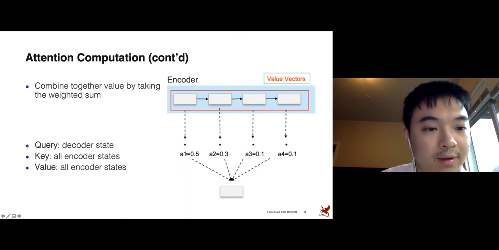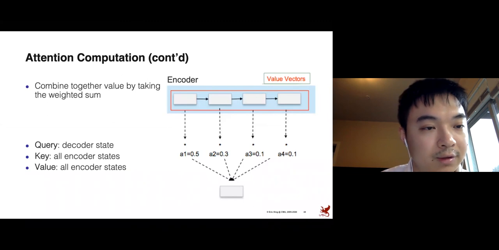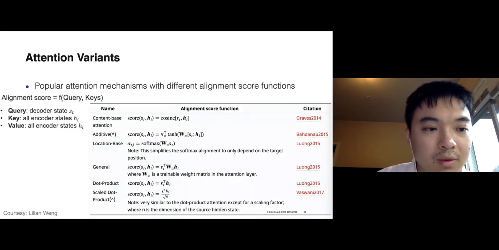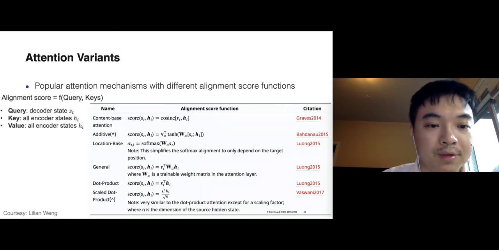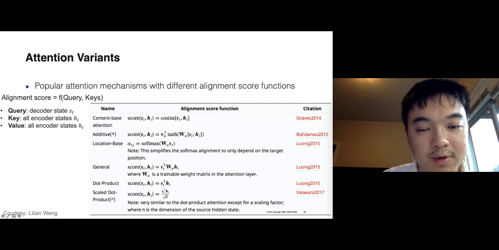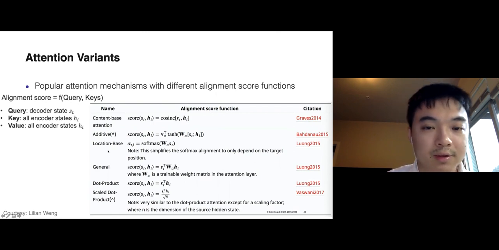And then, after getting these weights, we take a weighted sum of the values, which are the encoded states, so that we get a mixed feature of the input. And these mixed features can be used to generate the next token. So this attention score, or alignment score or similarity score between the query and the keys, can be computed in different ways. Say we have content-based attention using the cosine similarity function to compute the similarity between query and the keys. And we have many other different ways to compute this similarity.